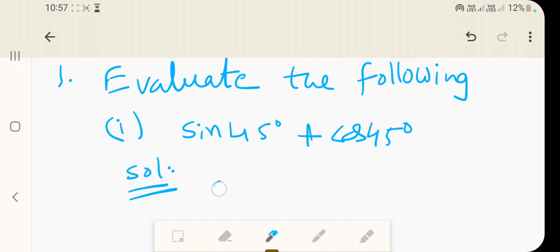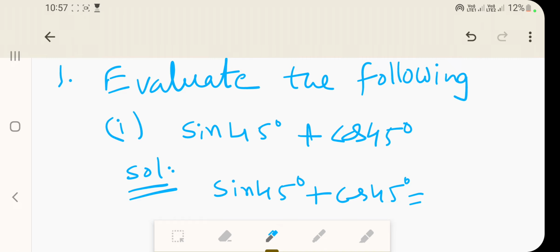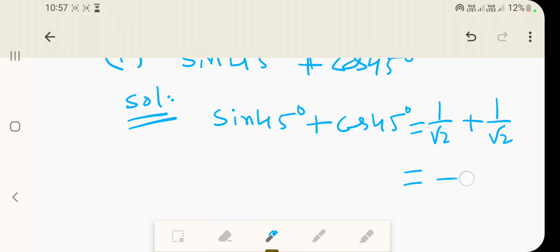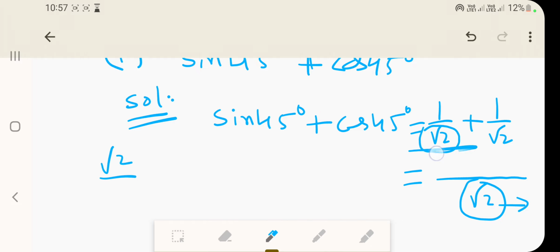You can write again in the solution sine 45 degrees plus cos 45 degrees. Sine 45 is 1 by root 2 plus cos 45 is 1 by root 2. Both are same. Now you take the LCM, it is root 2. When we take the LCM, you have to divide the LCM value with the value in the denominator here. So both are same. Root 2 by root 2 is 1, and in the numerator here we have 1.